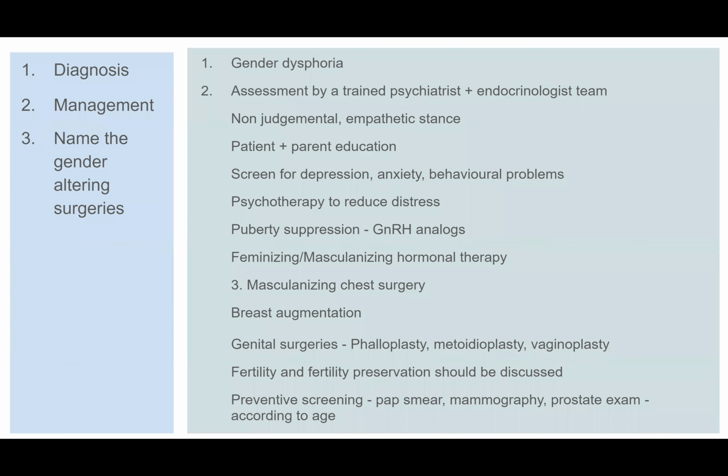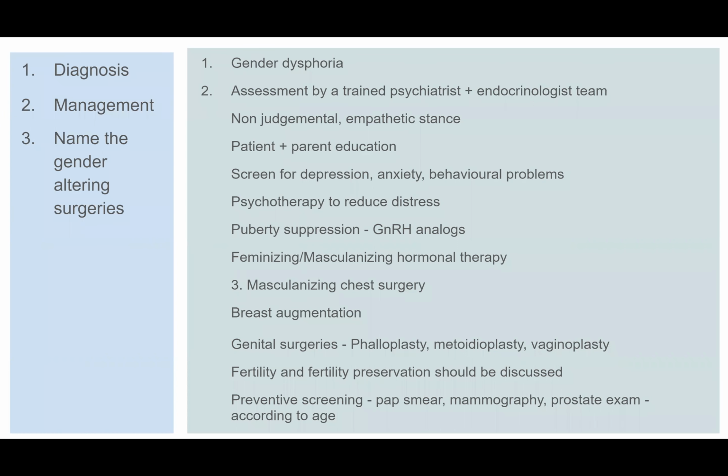So in the initial part, there will be no judgment and no advice. The initial part will be just management of the stress and the comorbidities, like depression and anxiety. Sometimes there will be behavior problems. So some psychotherapy will be given to the child and the parents for reducing distress. And if the child is very young, say 10 years old, and wants to be like this, puberty suppression will be the first choice. GnRH analogs will be given to suppress the puberty.